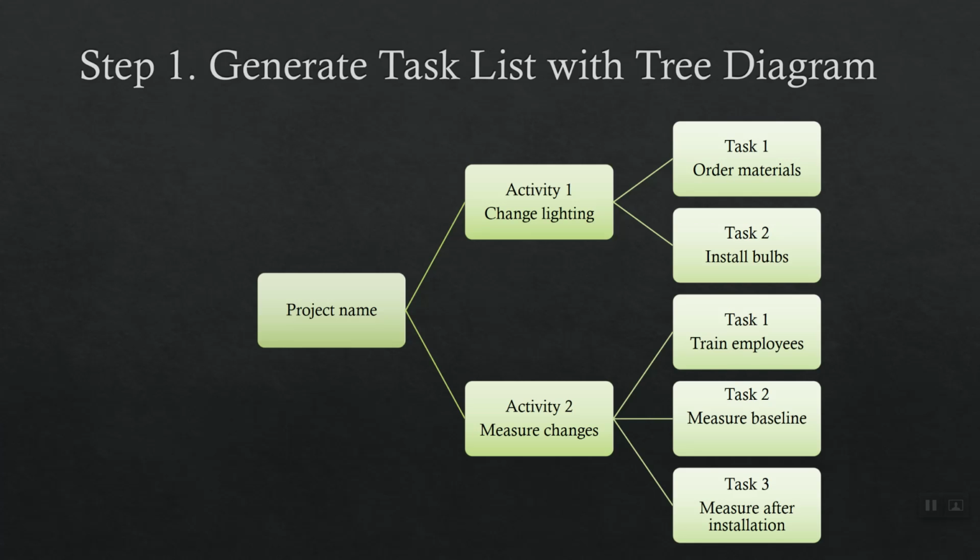Start with generating a task list for your project. One good way of doing that is using a tree diagram, which we learned earlier. Try to be as thorough as you can, although you will find yourself adding additional tasks as you put them into your Gantt chart. Please note that tree diagrams are brainstorming tools, and so they are not in sequence.